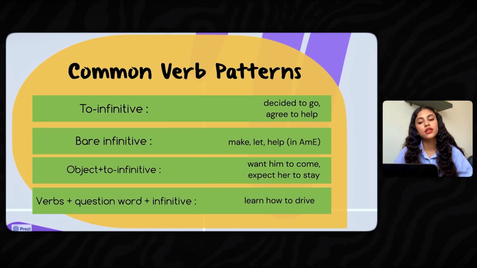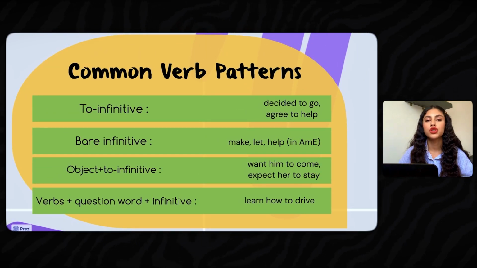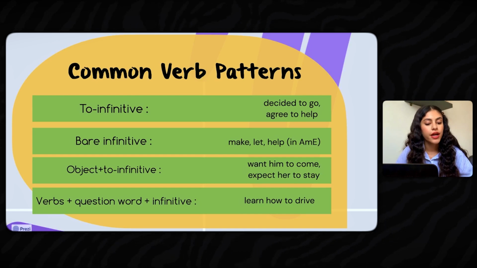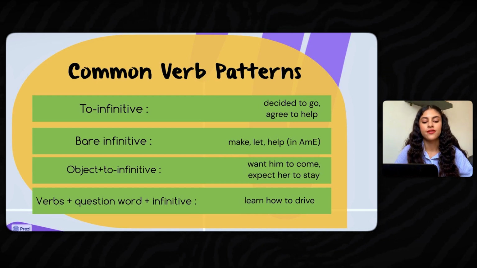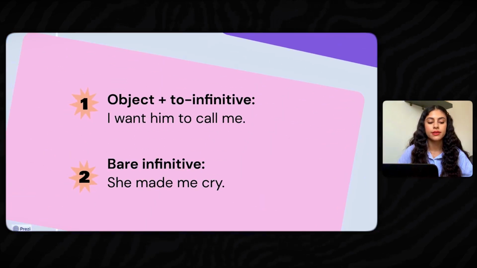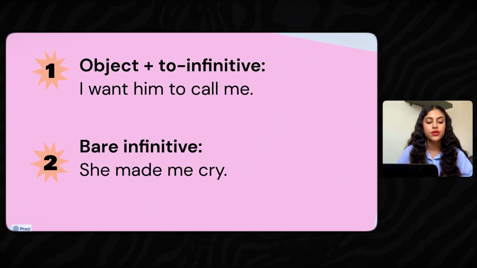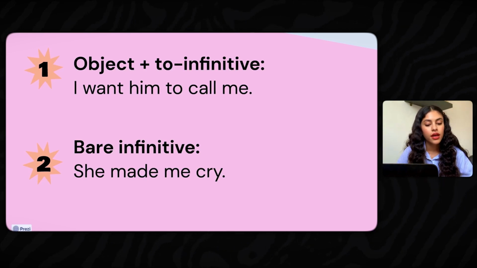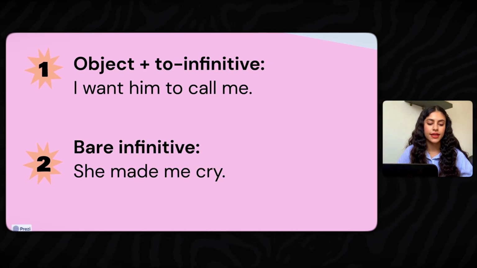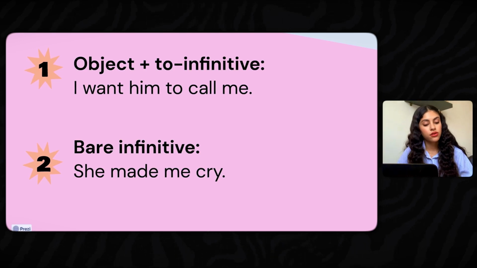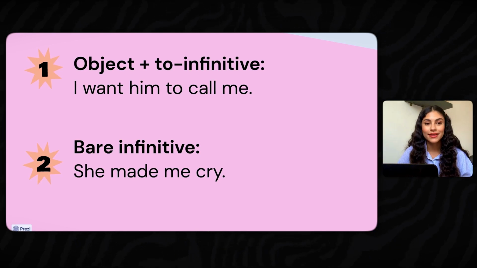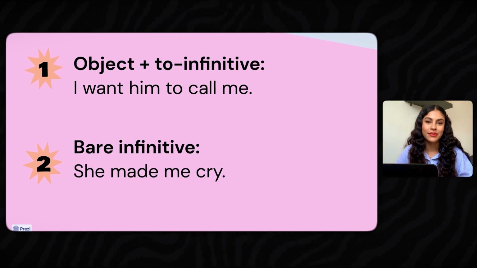So first, let's go through object plus to infinitive and the bare infinitive. With some verbs, we use object plus to infinitive. For example, I want him to call me. With others, like make, let, and help, we use the bare infinitive. For example, she made me cry. And learning which verbs go with which patterns is the key.